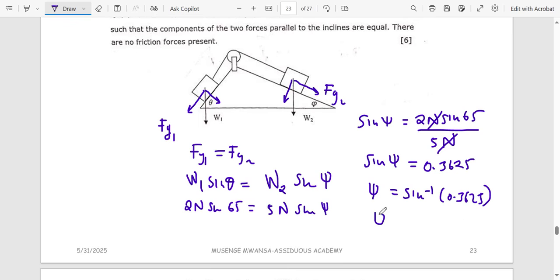So this question was just on forces. It's really not work, power, and energy. So this is going to be 21.26 degrees. I hope that's okay.